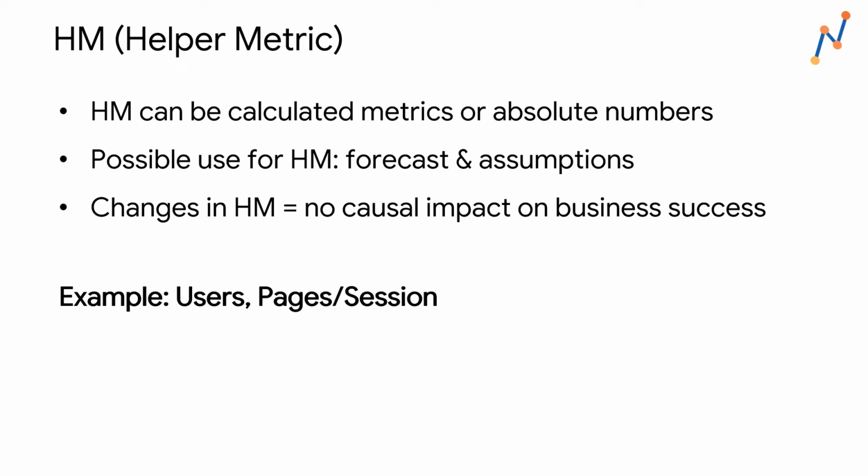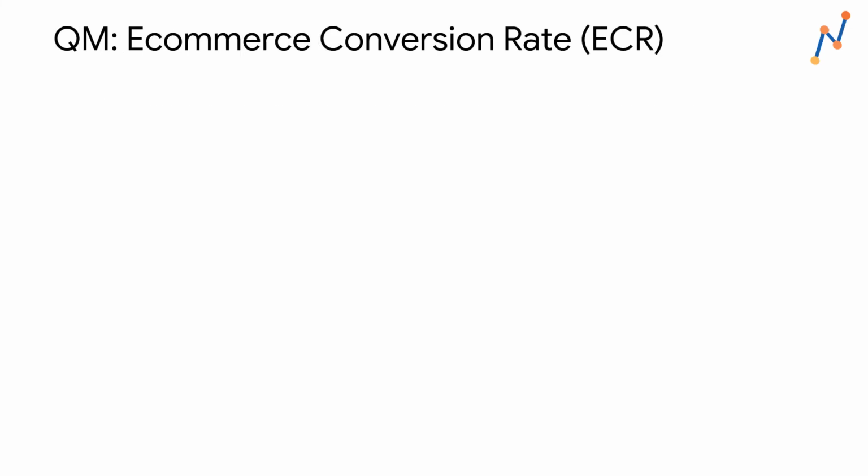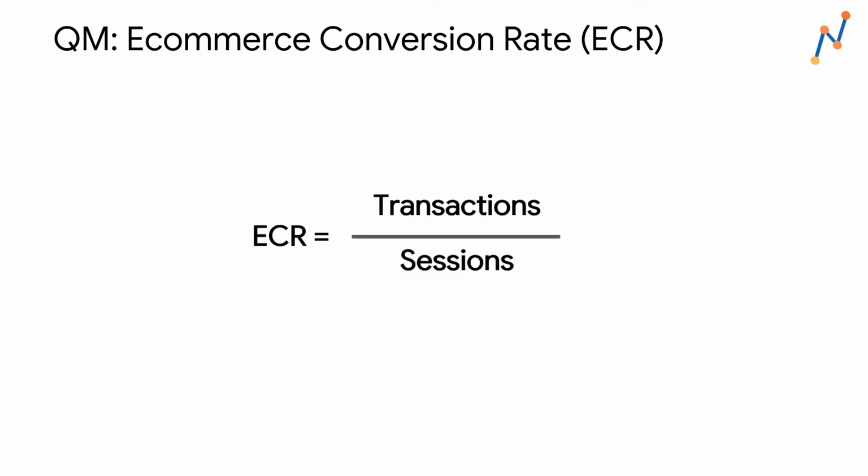To illustrate the coherence between quality metrics and KPIs, let's take a closer look at two of the most commonly used and often misinterpreted metrics. At first, let's have a look at the quality metric e-commerce conversion rate. This is calculated by dividing the number of transactions by the number of sessions. Therefore, the e-commerce conversion rate may tell about the probability of a purchase during a session, but it absolutely does not tell anything about sales.